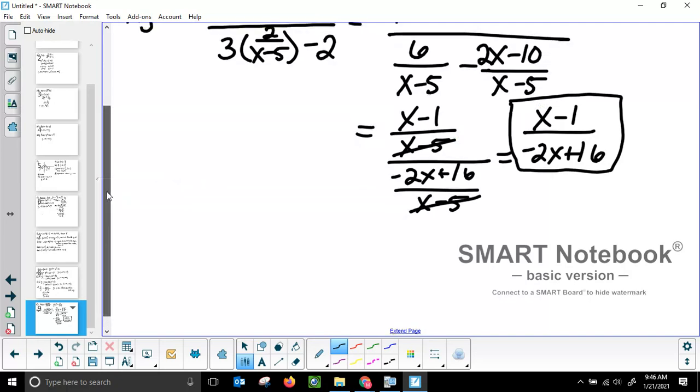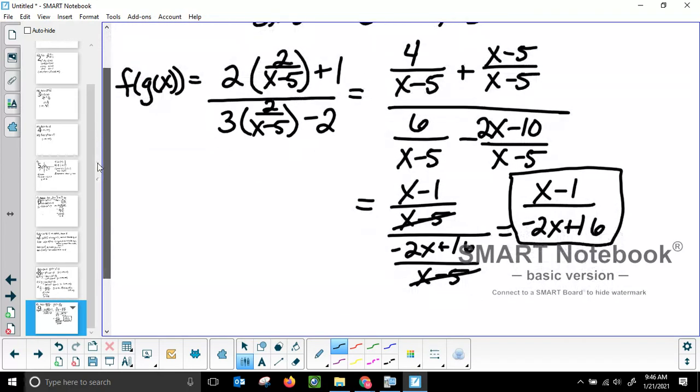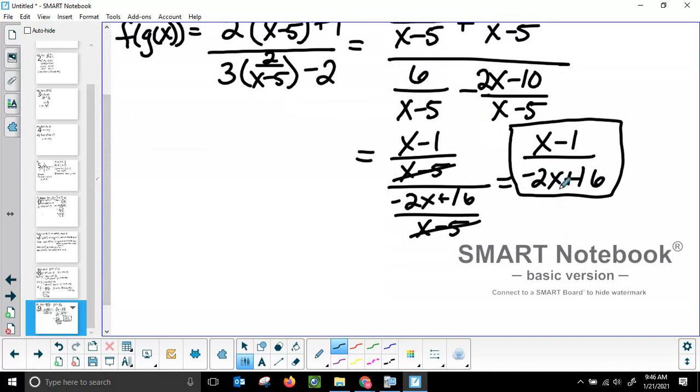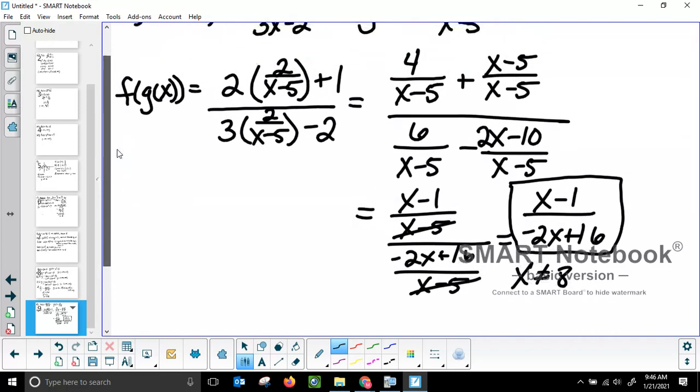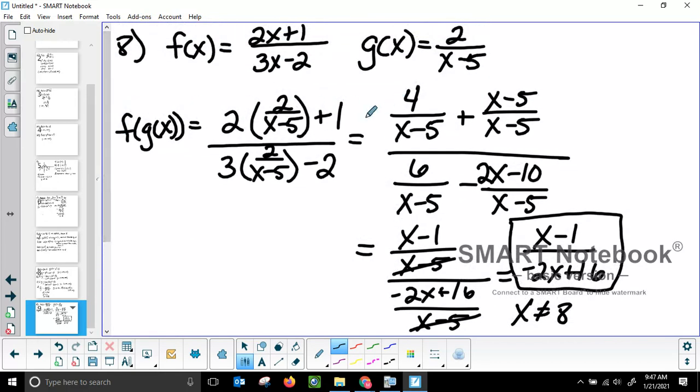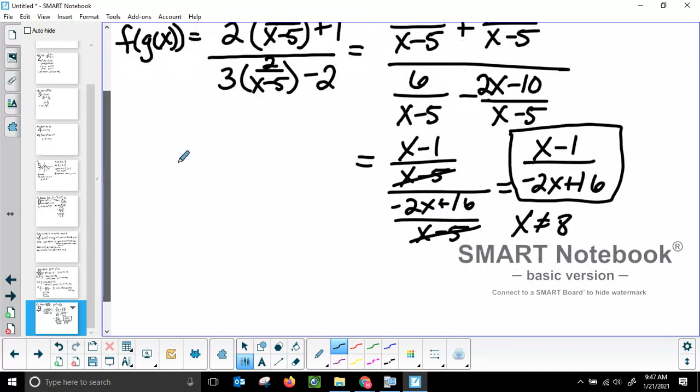All right, well, now for the domain. First of all, we know that this cannot equal 0. Well, what makes this 0 is 8. So we know that x cannot equal 8. Of course, you could have just set it equal to 0 and solved, but that's easily enough done kind of in your head. Right? But then what we also have to be careful about is the inside function, right? Which is this 2 over x minus 5. Whatever is not in this domain also has to be included, and that's what most people forget. So x cannot equal 5 either.